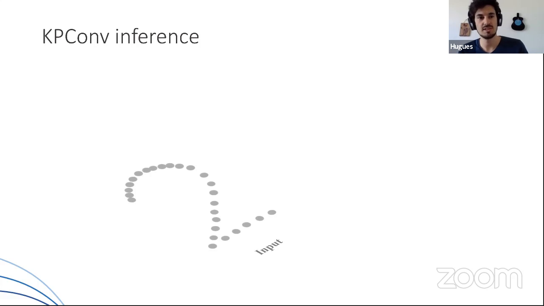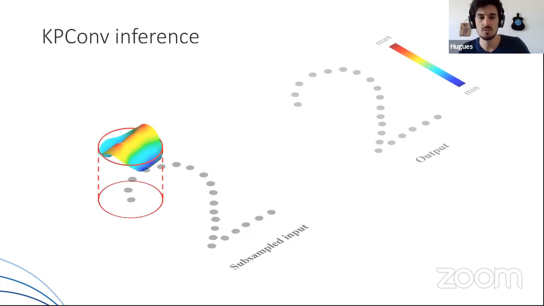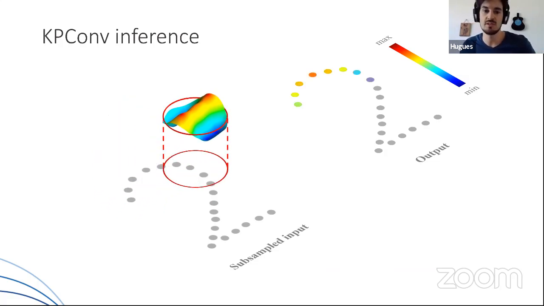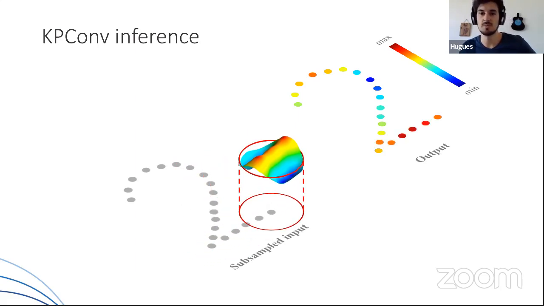But it has a few limitations. For example, it is kind of biased by density. So when you have an input point cloud and you're doing a KPConv inference, you first have to subsample the input so that the density of points is regularized in the sphere. Then you can apply the convolution sphere. Here it's in 2D just for the visualization. You can apply it to every part of the point cloud and get the resulting features in the output point cloud.